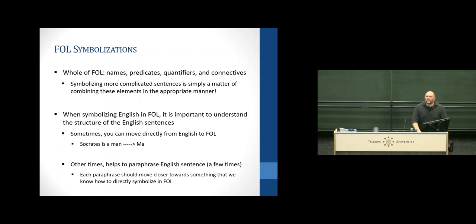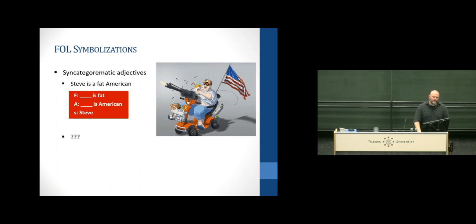So let's do a couple and we'll try and get a feel for it. Here's our first kind of jokey one. This is Steve. Steve's a fat American, right? Okay, so we want to use this symbolization key, and we want to symbolize this sentence, Steve is a fat American.